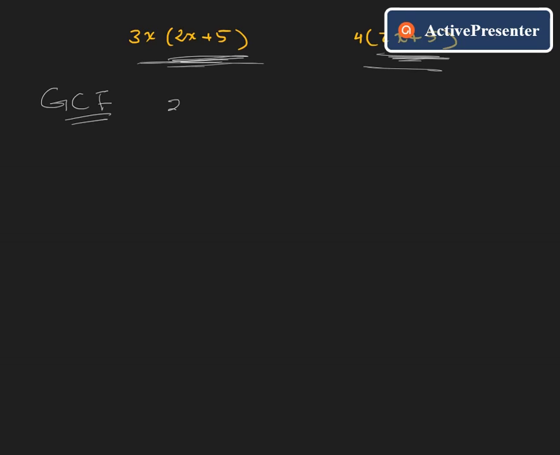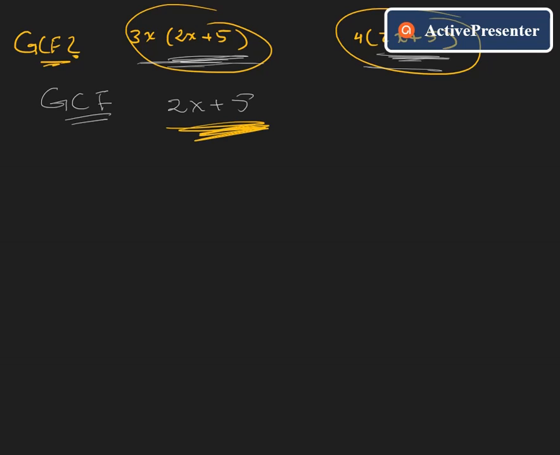Suppose we have two expressions, 3x multiplied by 2x plus 5, and the other expression is 4 multiplied by 2x plus 5. In this case, there is a common binomial factor. So the greatest common factor for these two expressions is 2x plus 5. The greatest common factor when asked for these two expressions is what? 2x plus 5.